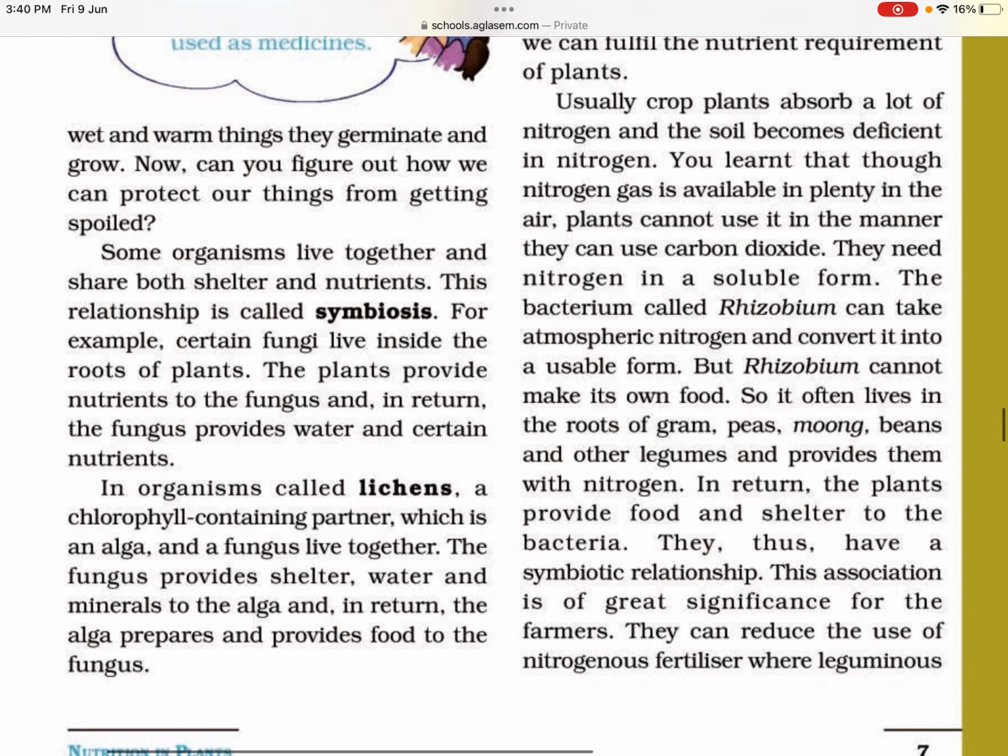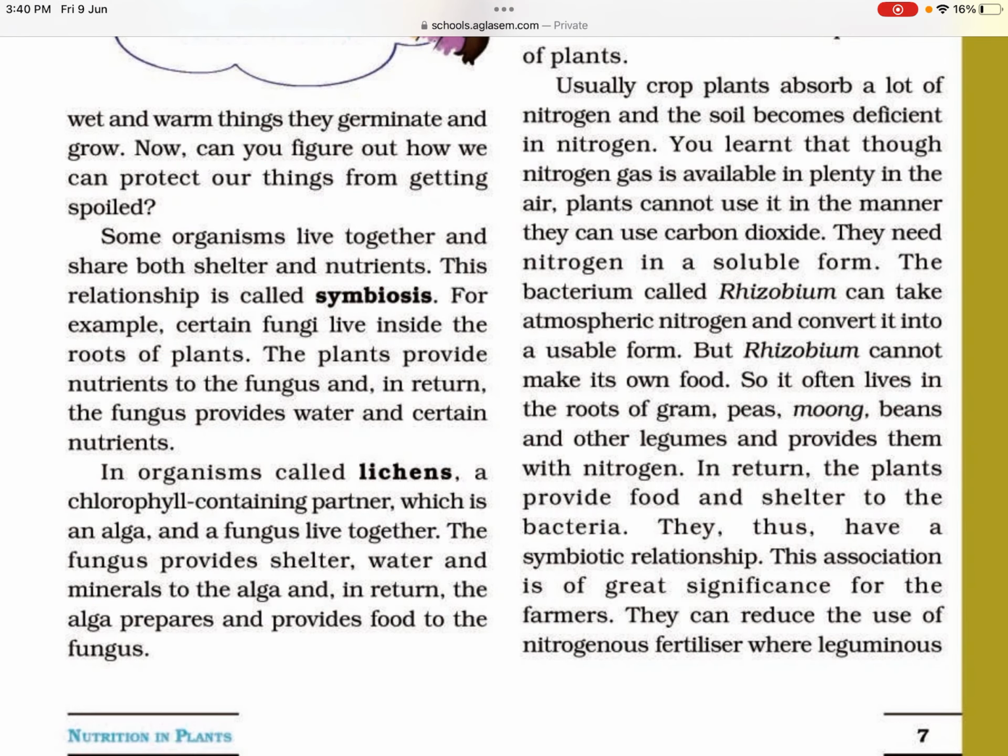Usually crop plants absorb a lot of nitrogen and the soil becomes deficient in nitrogen. You learned that nitrogen gas is available in plenty in air, but plants cannot use it in the manner that they can use carbon dioxide. For example, plants cannot take nitrogen gas directly, but they can use carbon dioxide directly. They need nitrogen in a soluble form.